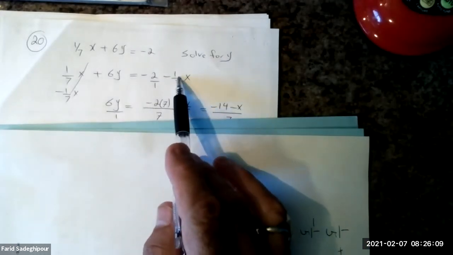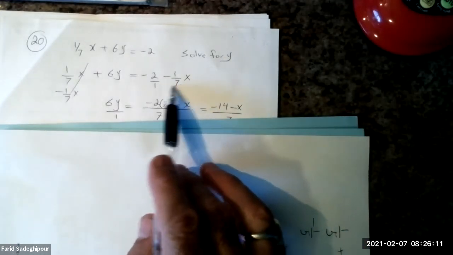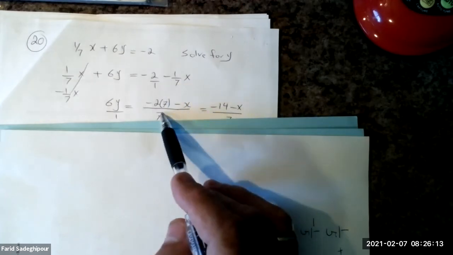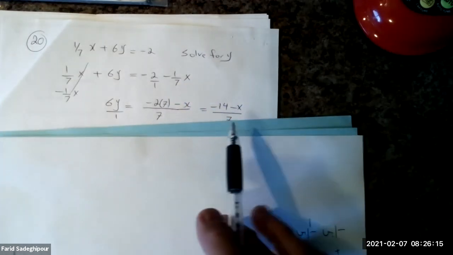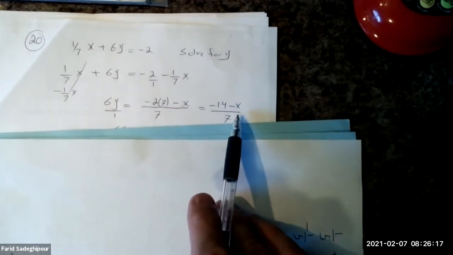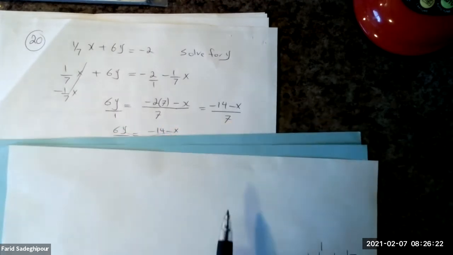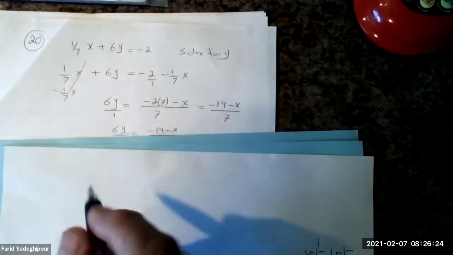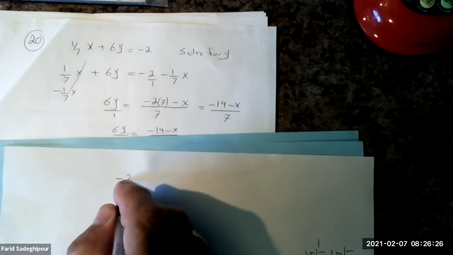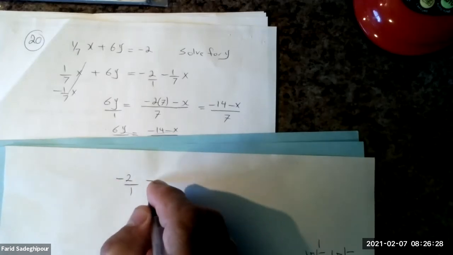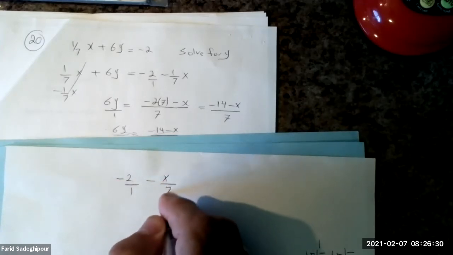Two over 1, 1 over 7. When you take a common denominator here, then you have that. And then cross multiplication. So this part, it's minus 2 over 1 minus x over 7. It's something like that. Okay?